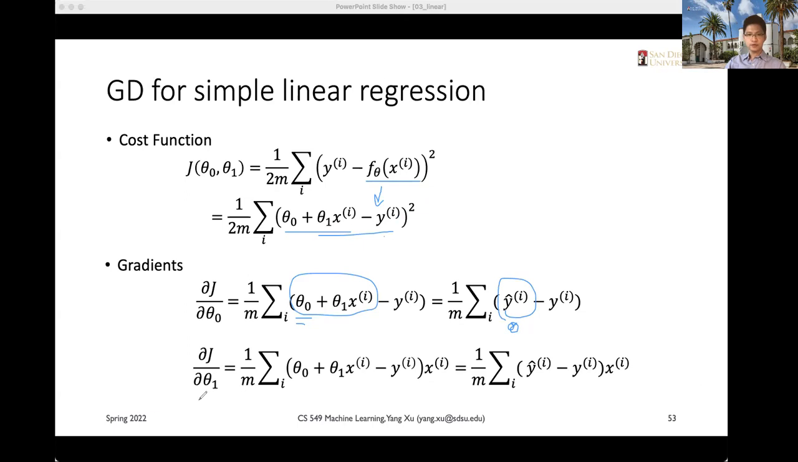And for the second formula, the derivative with regard to theta 1, it is slightly more complex. What's inside is still y hat minus y. The outside there is a constant coefficient xi left. So it will be a summation of y hat minus y times xi. So that is the formulas for computing the gradients.